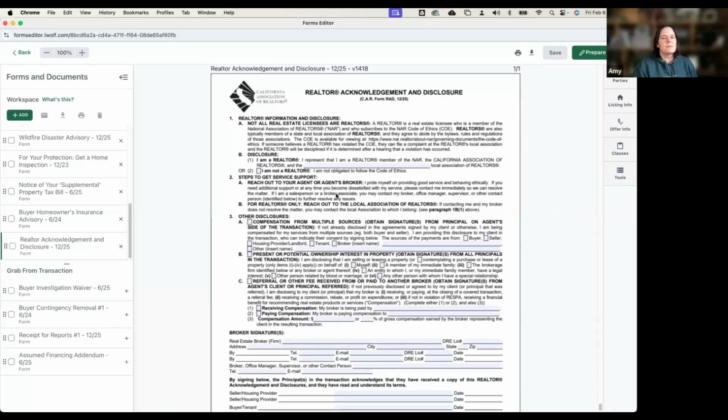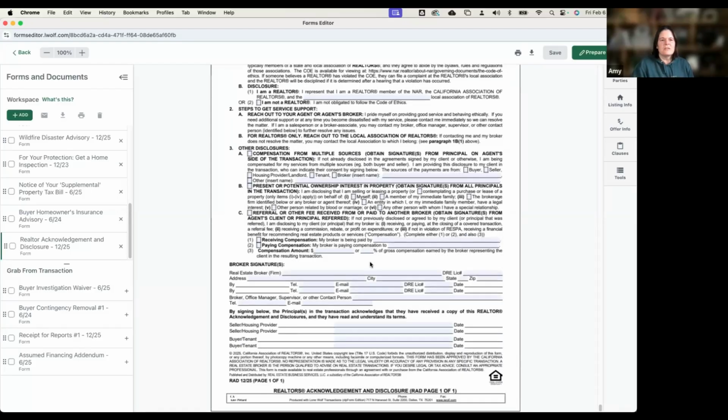There is a separate form, it's got a 2023 date, that's just the realtor acknowledgement form that just says that you are a realtor. So you could use that one instead of this one if you don't have any referral fees. But this also is just disclosing that, hey, no, I'm not receiving compensation or paying anybody as part of this transaction. So it could be beneficial as well. So that's your realtor acknowledgement and disclosure.